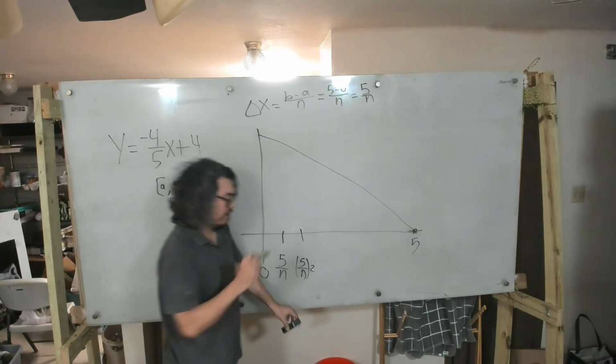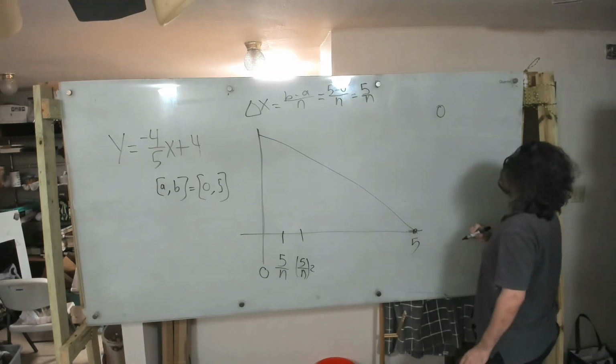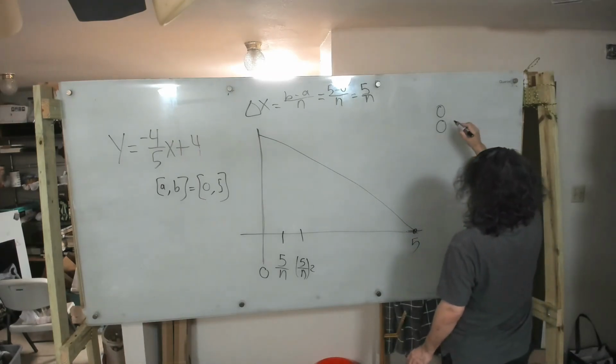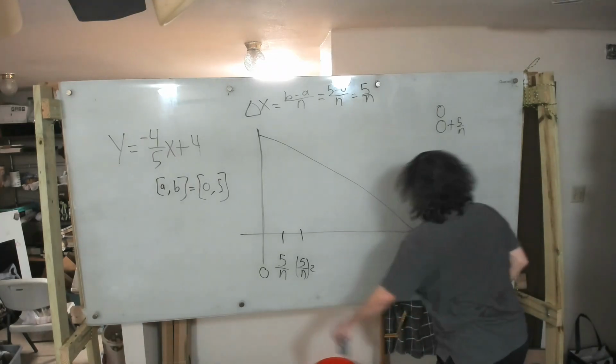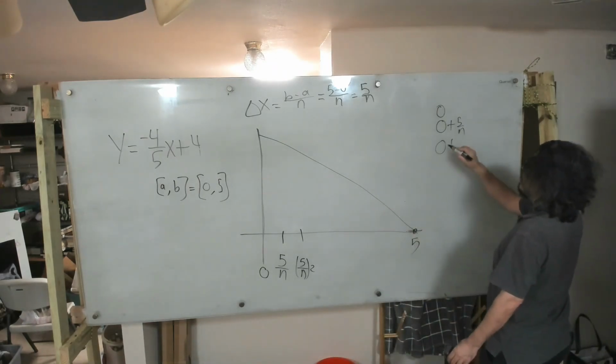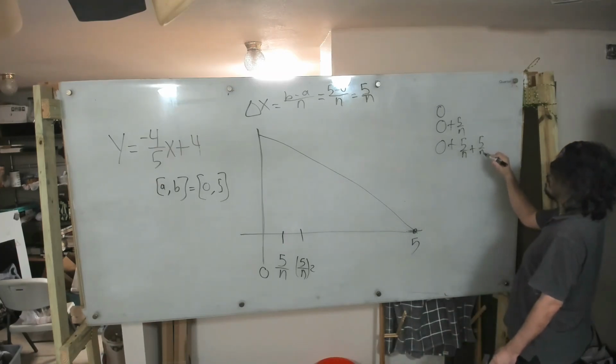Now you might say, okay, David, prove it to me, right? Okay, so 0 was our starting point. We took one footstep of length 5 over n, so that's 0 plus 5 over n. That's how we got here. Then 0 plus 5 over n plus 5 over n.